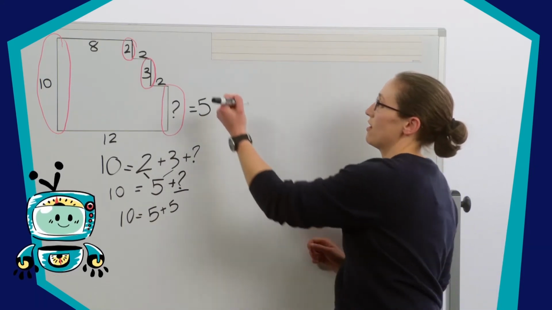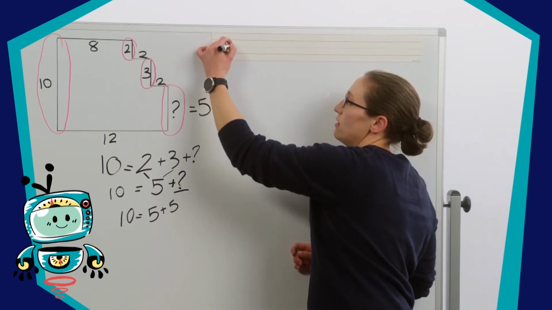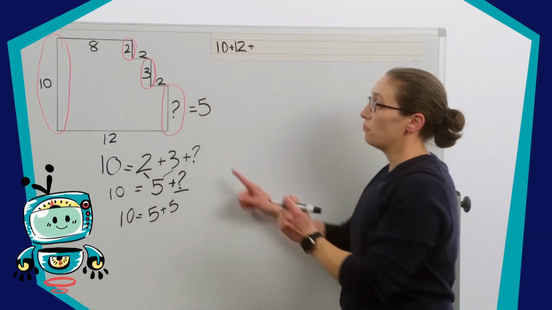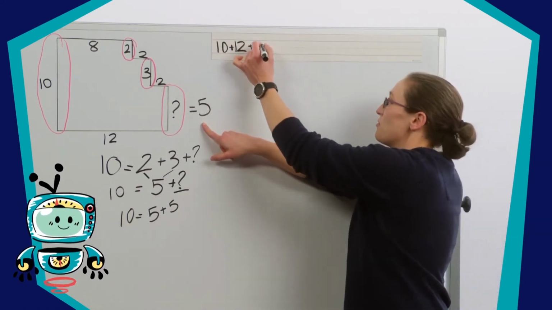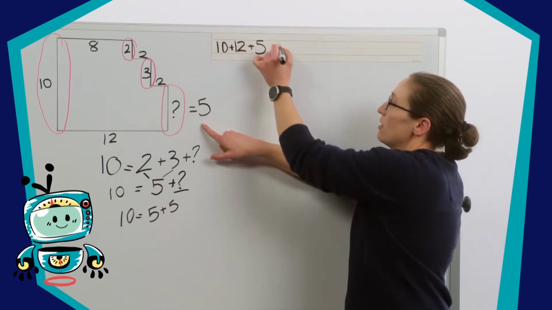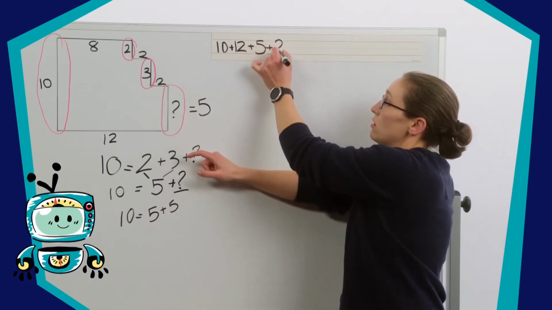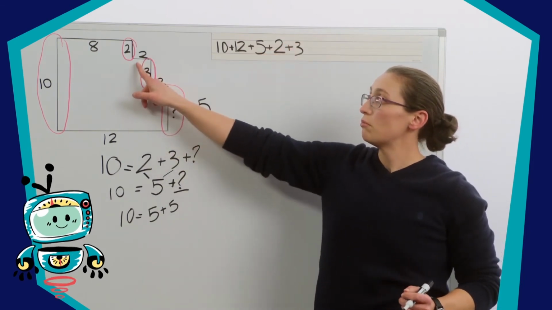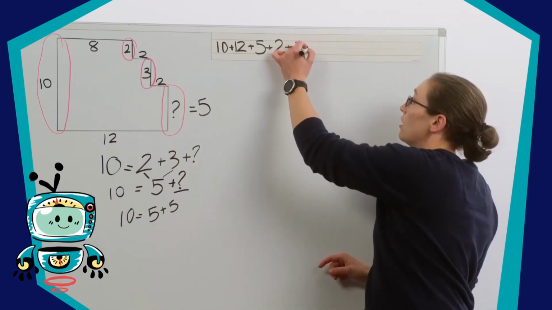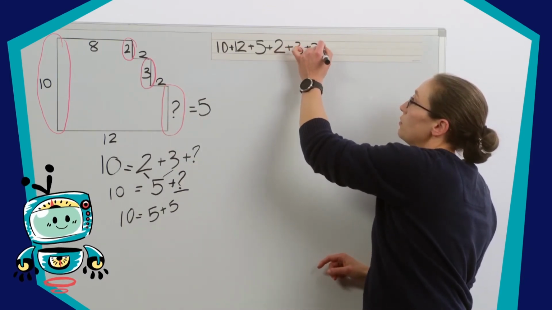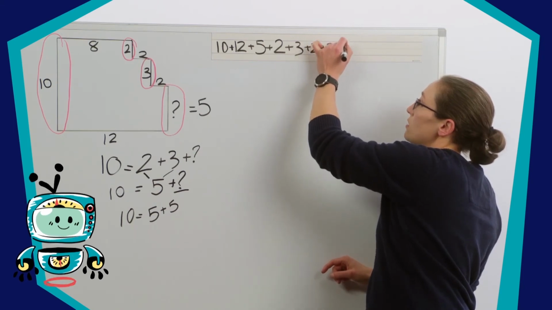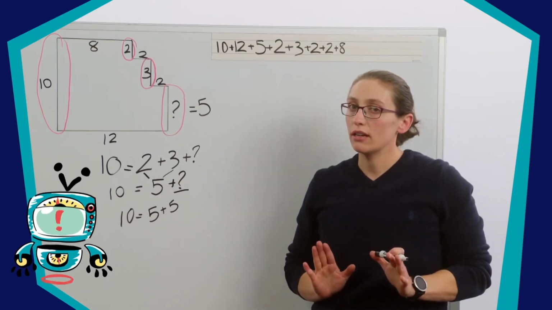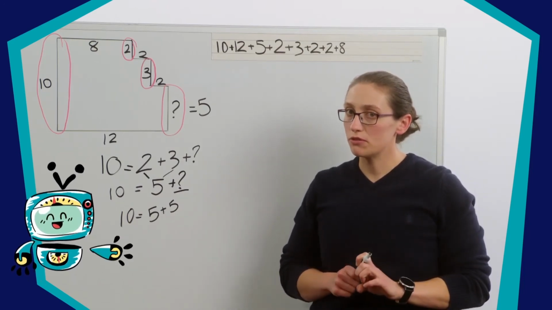So, let's get started. We have 10 plus 12 plus our missing dimension 5 that we figured out with our wonderful minds, plus 2 plus 3 plus 2 plus 2 and plus 8. Looking at that, it's a little overwhelming, but I know that we are capable of doing this.